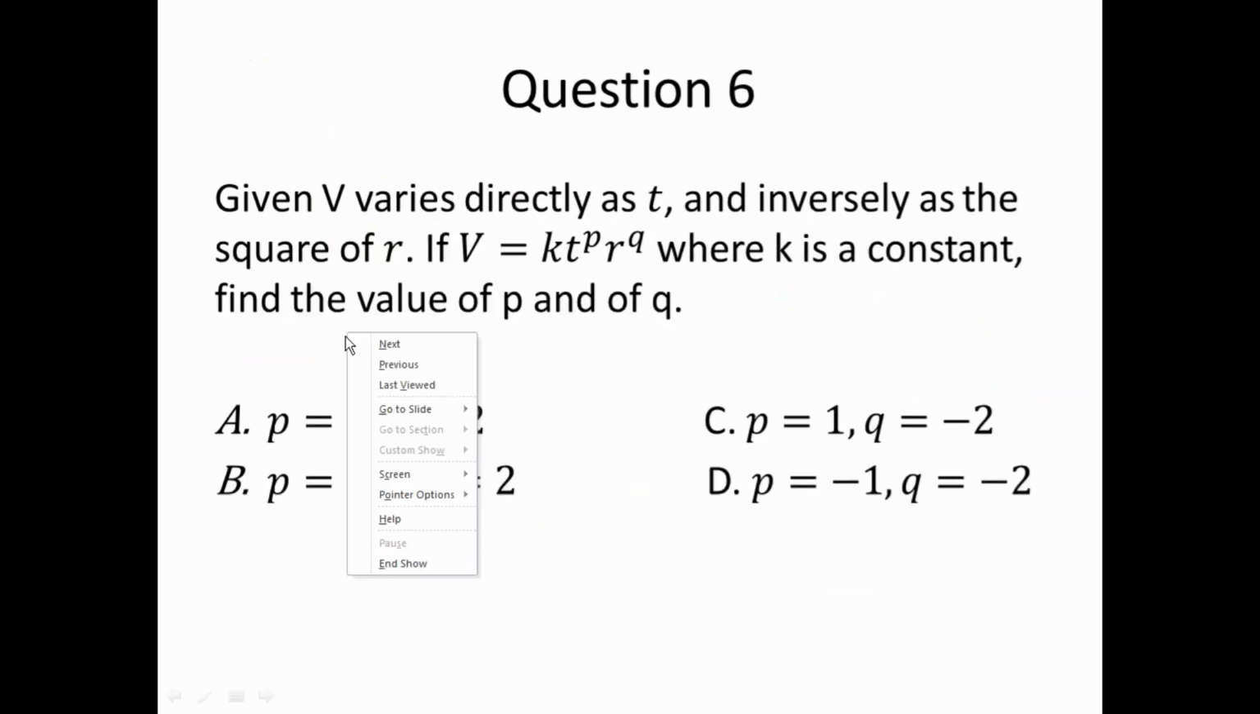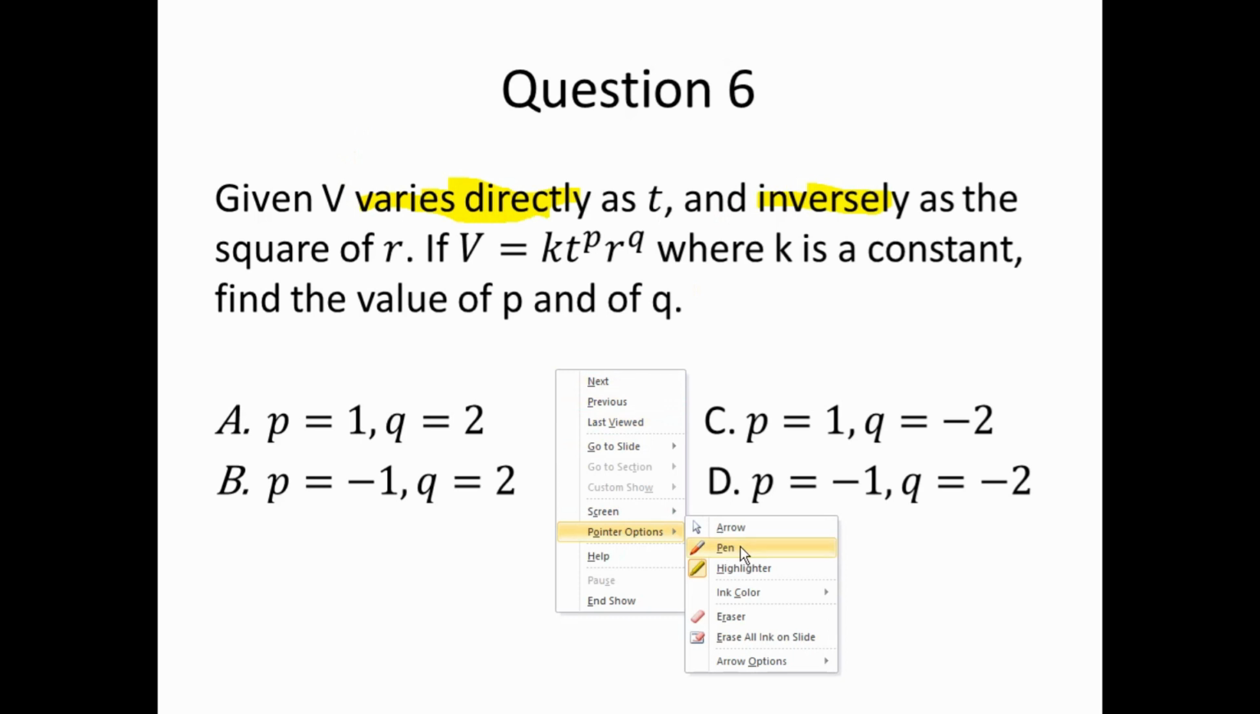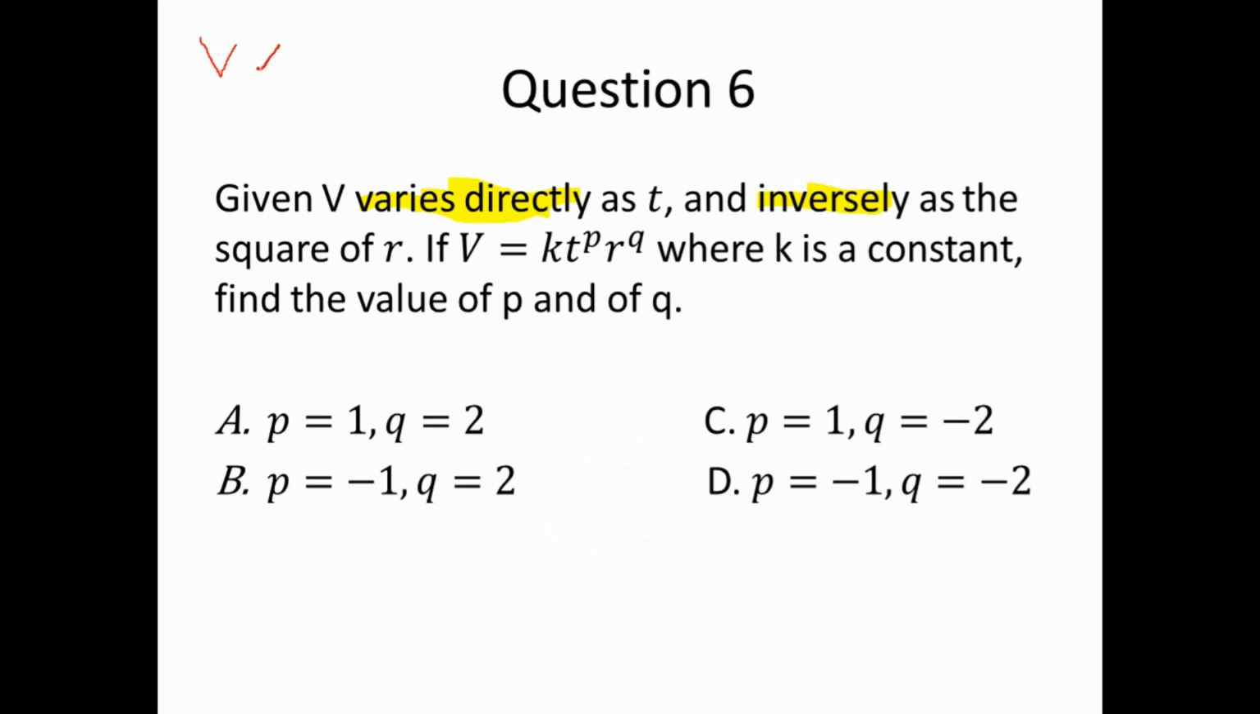Number 6. So we highlight the keyword first. Given V varies directly as T and inversely as the square of R. So V varies directly as T, and inversely means over, the square of R, so you have R squared. Then the equation will be V equals KT over R squared. Move this R squared out, and it becomes V equals KT R to the negative 2.